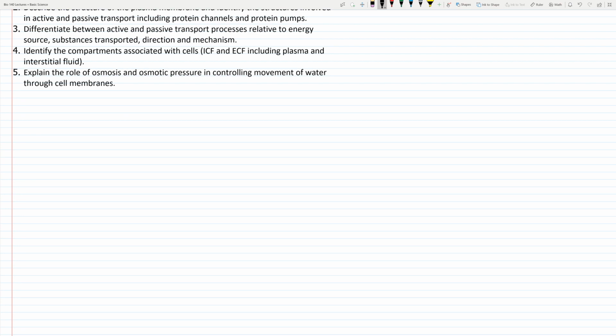Okay, so what is a cell? What is a cell? That's the first thing. And the easiest definition is that it is the building block of all plants and animals. That is one of the easiest definitions.